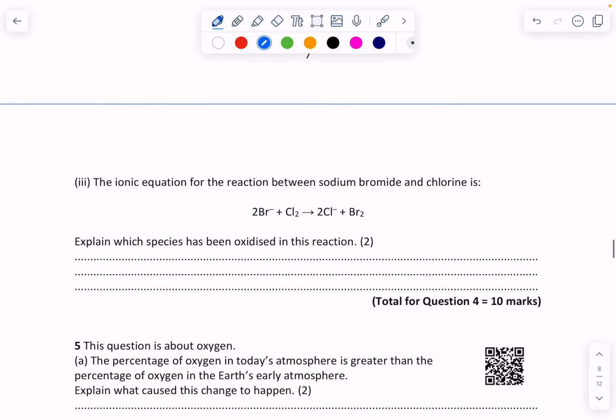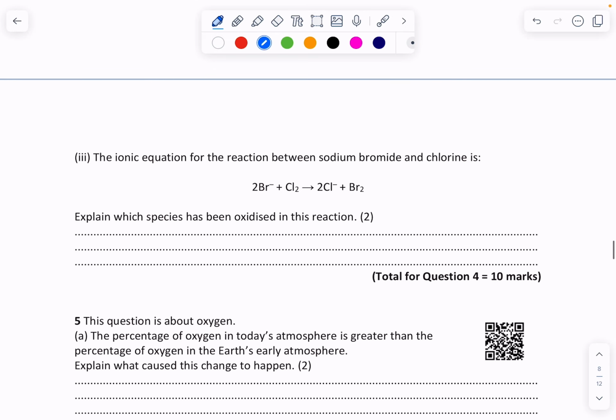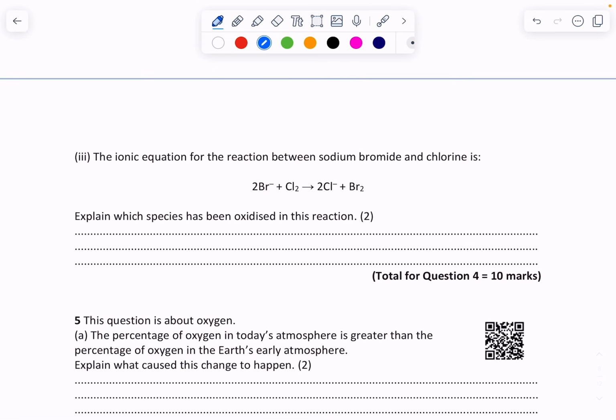And then the final question, ionic equation for this reaction is this. Explain which species has been oxidized in this reaction. So this is looking at electrons. Let's remind ourselves that oxidation is loss. This means they're going to lose electrons. That's what we're looking for.